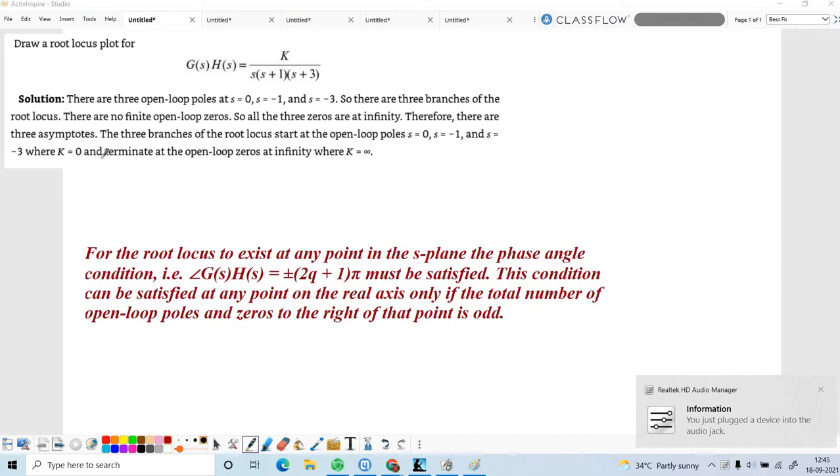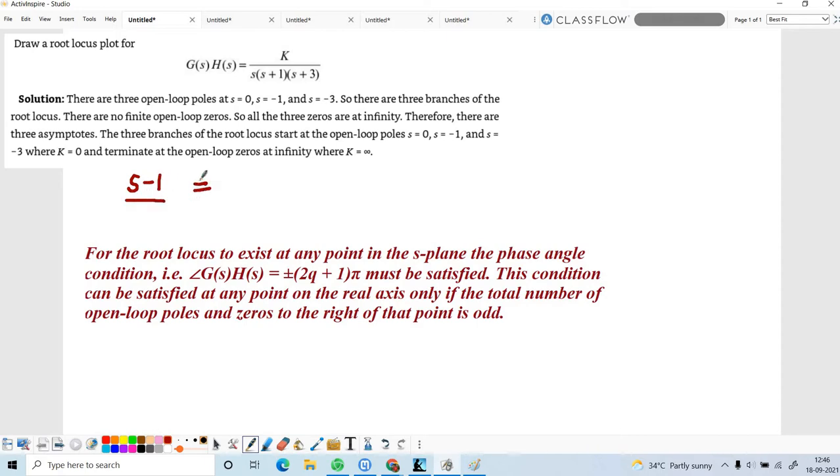Hi all, in this video I am going to explain how to draw the root locus plot for G(s)H(s) = K / (s(s+1)(s+3)). First of all, I am going to explain step number 1. So what is step number 1?